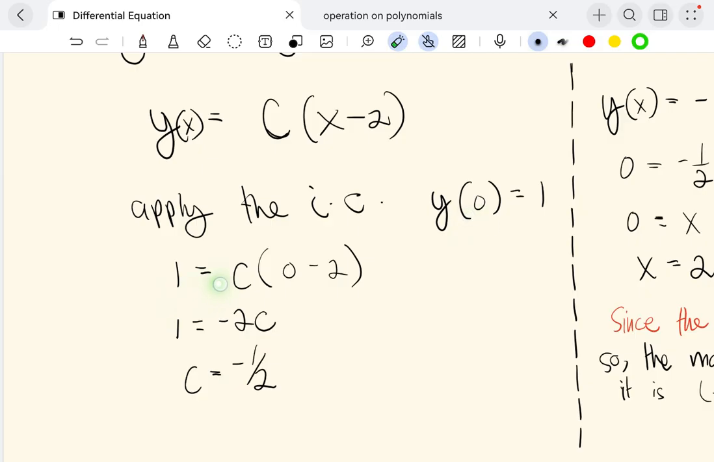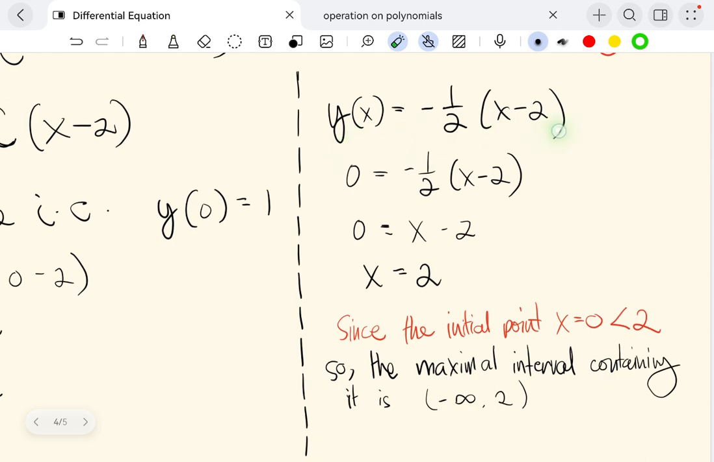So 1 is equal to c, and you have c is equal to negative 1/2. Then rewrite this one, and you will have y of x is equal to negative 1/2 x minus 2. Then let the denominator be 0, so negative 1/2 is equal to x minus 2. So you have x is equal to 2, which is a singularity.